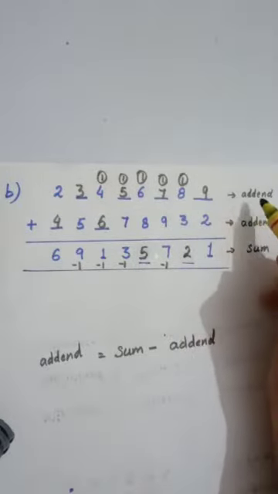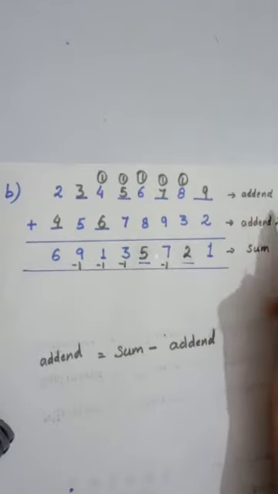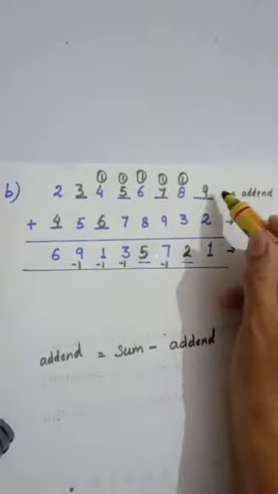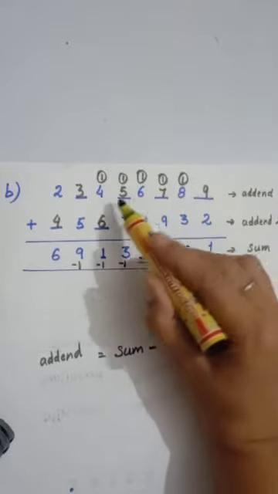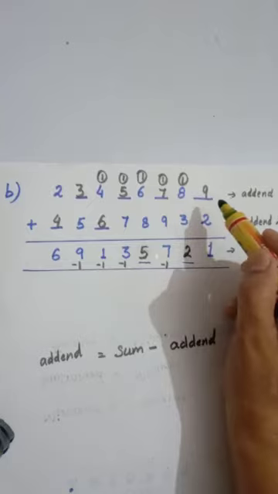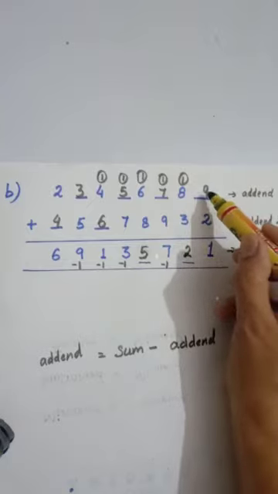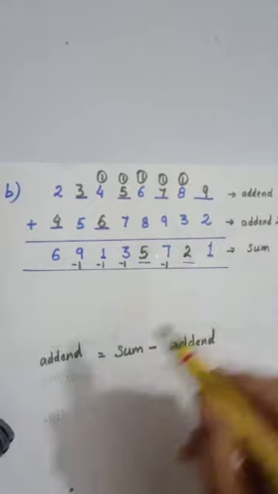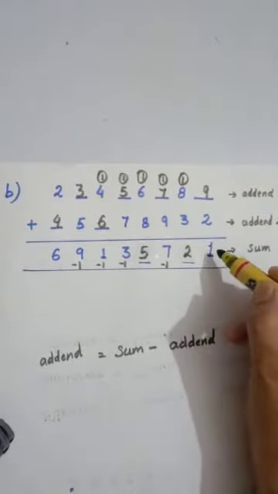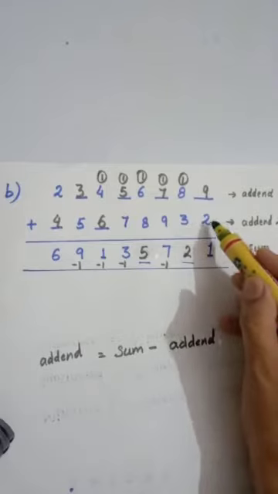Next is finding the missing digits in addition. The numbers that are to be added are called addends. Addend 1, addend 2, and the answer is written as sum. Here we have to find the missing digits, which are written in black sketch pen. So here I have written 9, because the formula to find an addend is sum minus addend. So the sum is here 1 and the addend is 2.